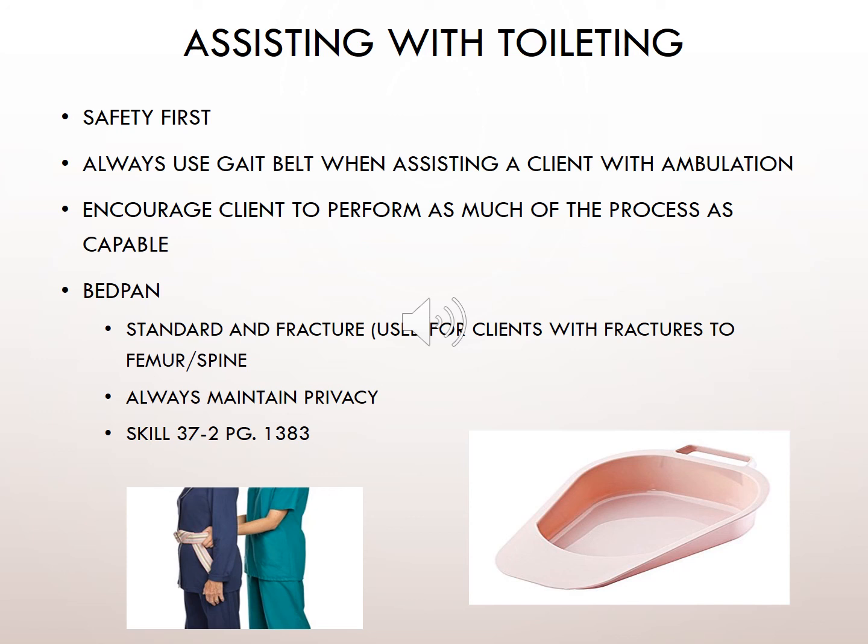Safety is always a first concern with that. If we have a patient that needs assistance and we're going to ambulate them or get them up, we're always going to use our gait belt and walk beside that patient. We're going to encourage the client to perform as much of the process as they are capable of, and then assist them if, for instance, they need assistance with wiping or washing their hands or whatever that may be. But we want to encourage them to do as much as possible.